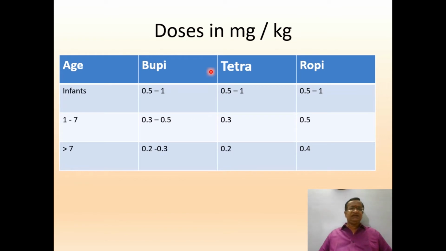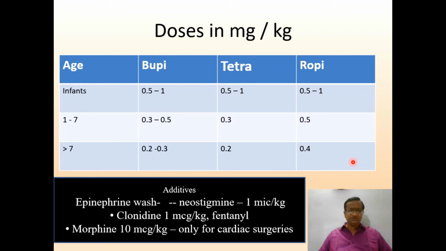See here, for infants, 0.5 to 1 mg per kg of bupivacaine. Here 1 to 7.5, 0.3. There are so many dosage schedules. Additives: epinephrine wash we can give, neostigmine, clonidine, morphine only for cardiac surgeries. Epinephrine, neostigmine, fentanyl, clonidine, midazolam, all these things I have given except morphine in very young patients.